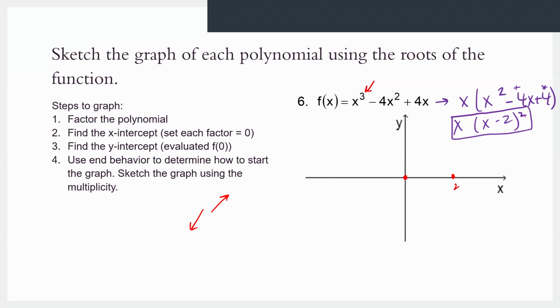Now, this 2 is special. Notice it has a multiplicity of, what's my power here? 2. So what behavior is going to happen here? It's going to kiss. It's going to sit on the line. I don't actually ever cross it.